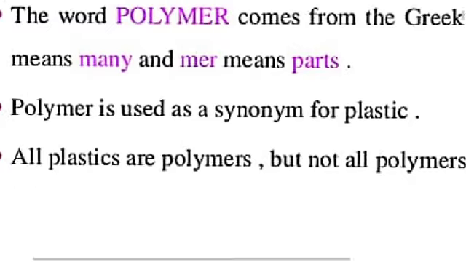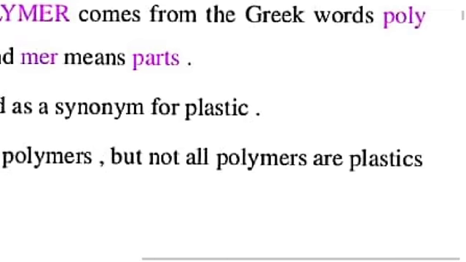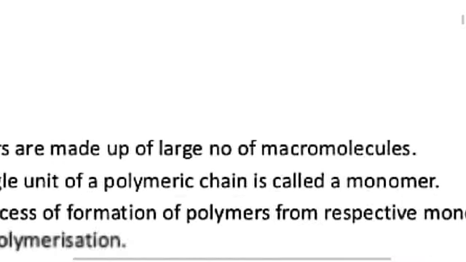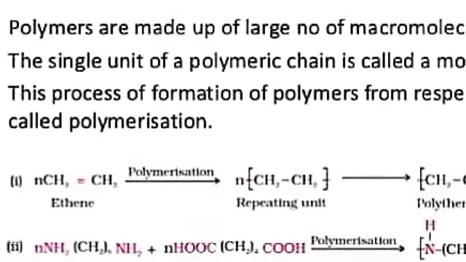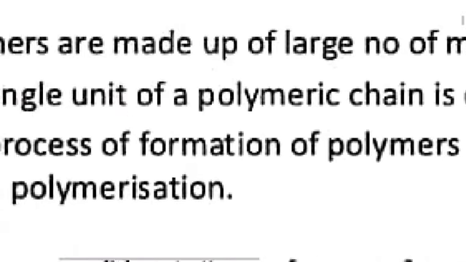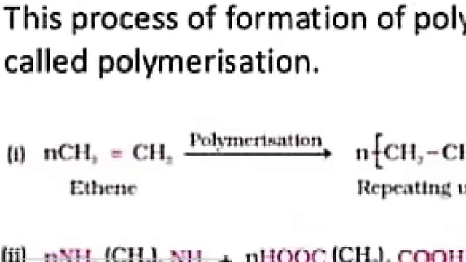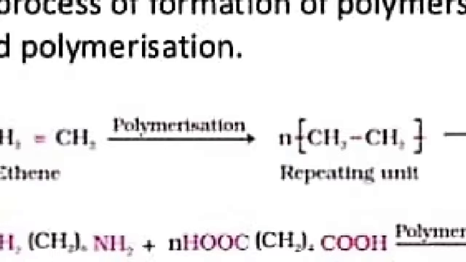Now polymer is used as a synonym for plastics, but all the plastics that come under this category are macromolecules made of many units, but all polymers are not plastics. So all polymers you can't use as plastics. Now polymers are made of a large number of macromolecules. The single unit of a polymeric chain is called a monomer. Now the process of formation of a polymer from the respective monomer is called polymerization. So the process by which the smaller units combine to give a big molecule is called polymerization.